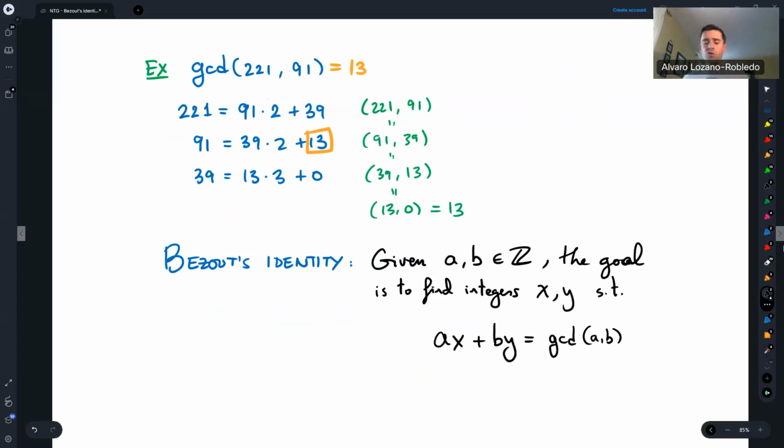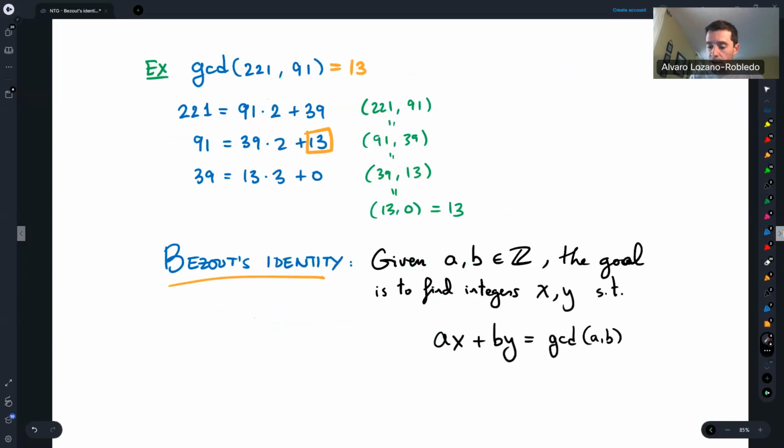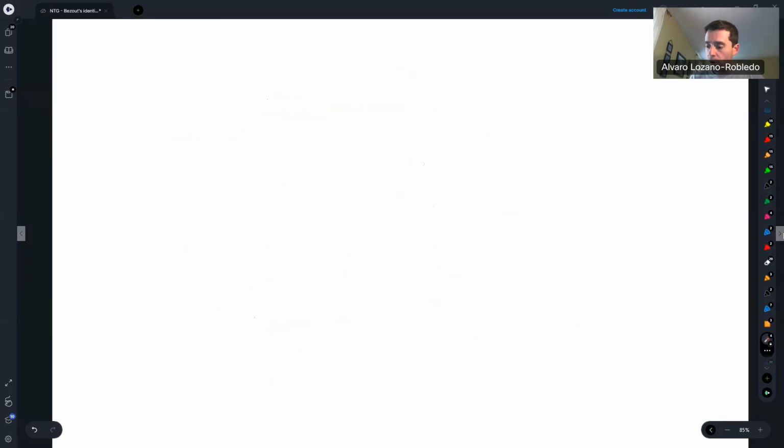Okay, so in this case, for example, above, we would like to express 13 as a linear combination of 221 and 91, or in this other example, we would like to express 1 as a linear combination of 337 and 271. Let me start with an easy example.